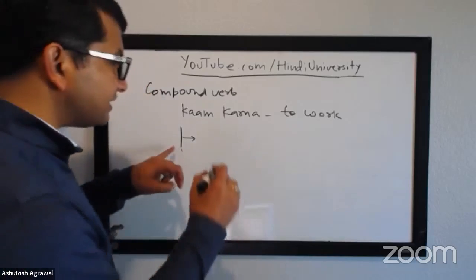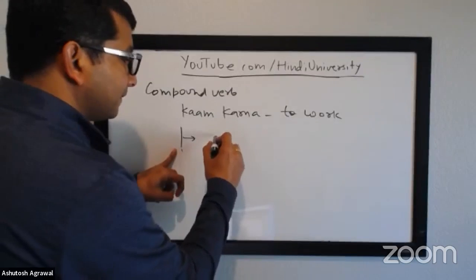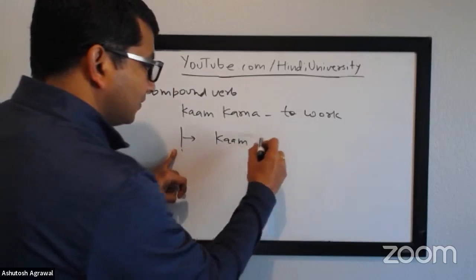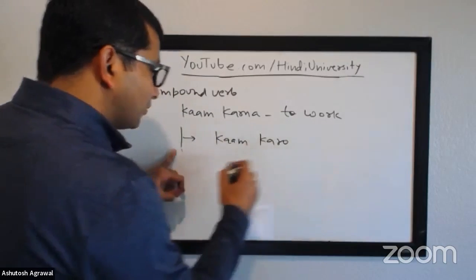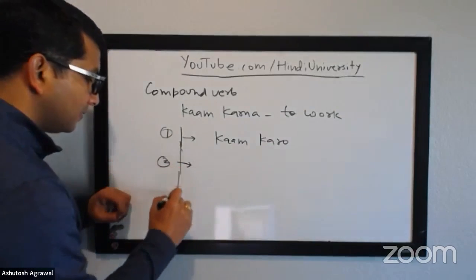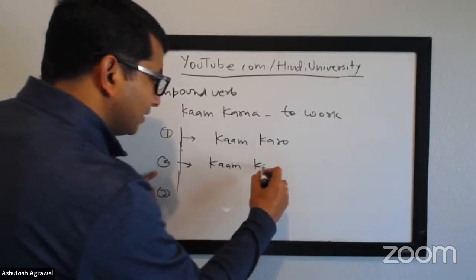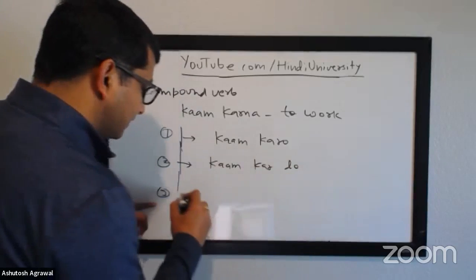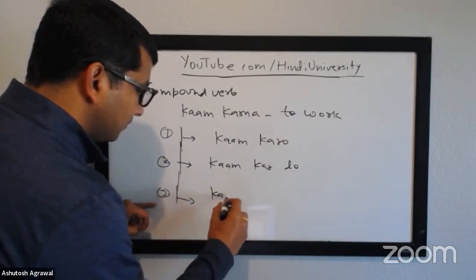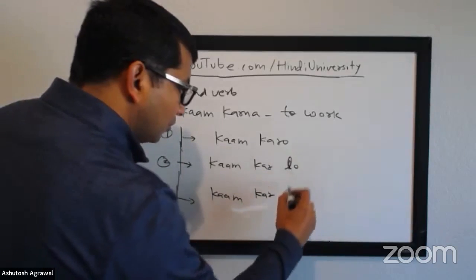No worries. Chelsea ji, you want to try it out? काम करना, काम करो. This is without the compound word. Now the other would be काम कर लो, and then the third one would be काम कर दो. So lo and do.